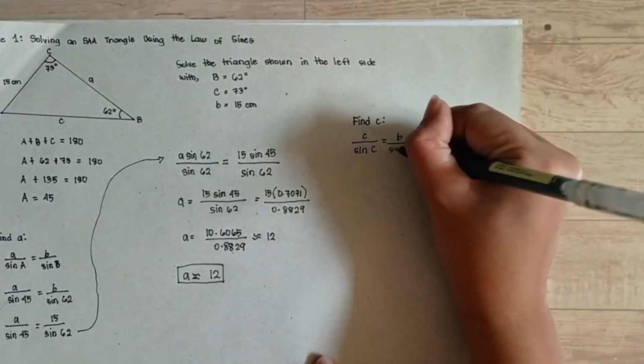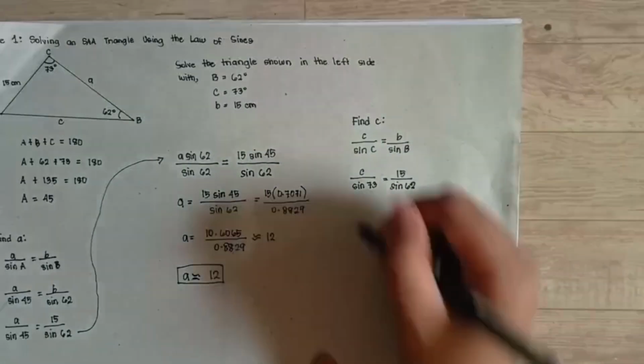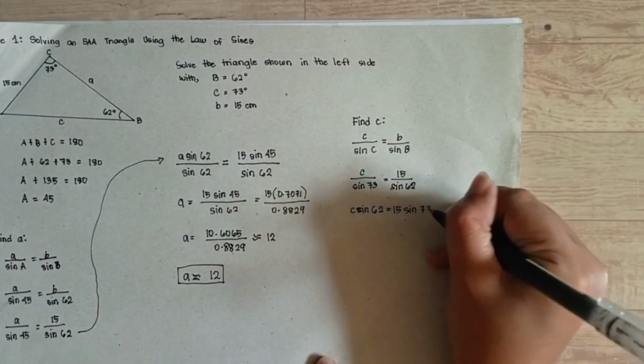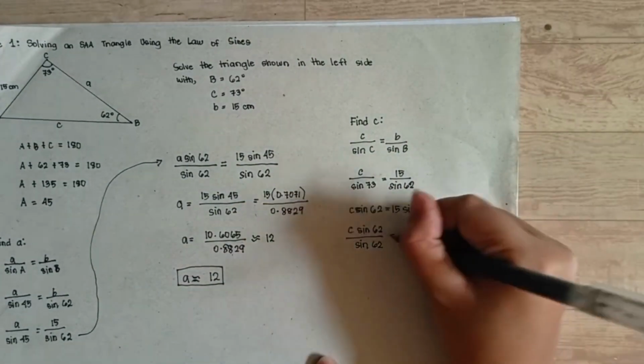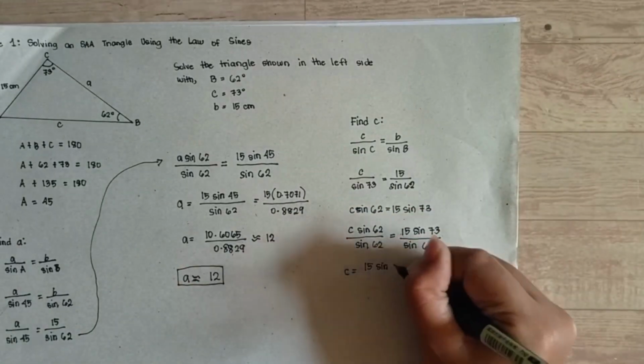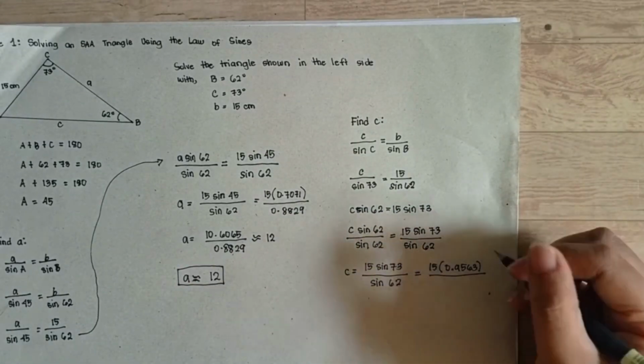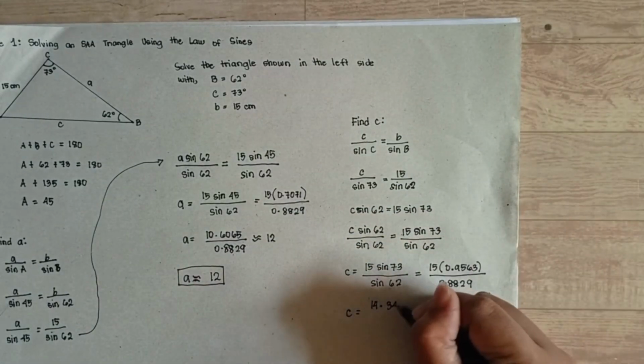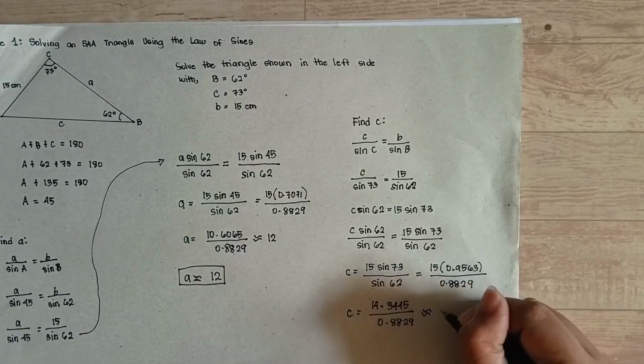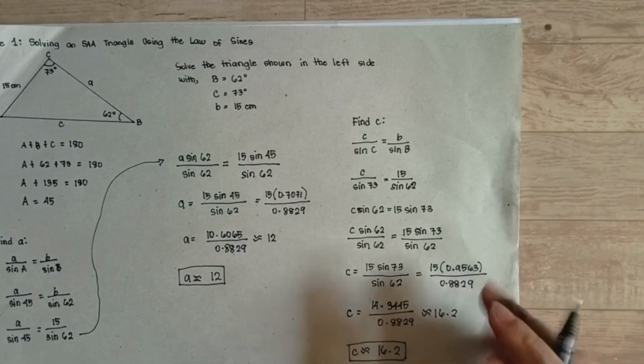Next, let's solve for side c. c over sine 73 degrees equals 15 over sine 62 degrees. So c equals 15 times sine 73 degrees divided by sine 62 degrees. The answer is approximately 16.2 centimeters.